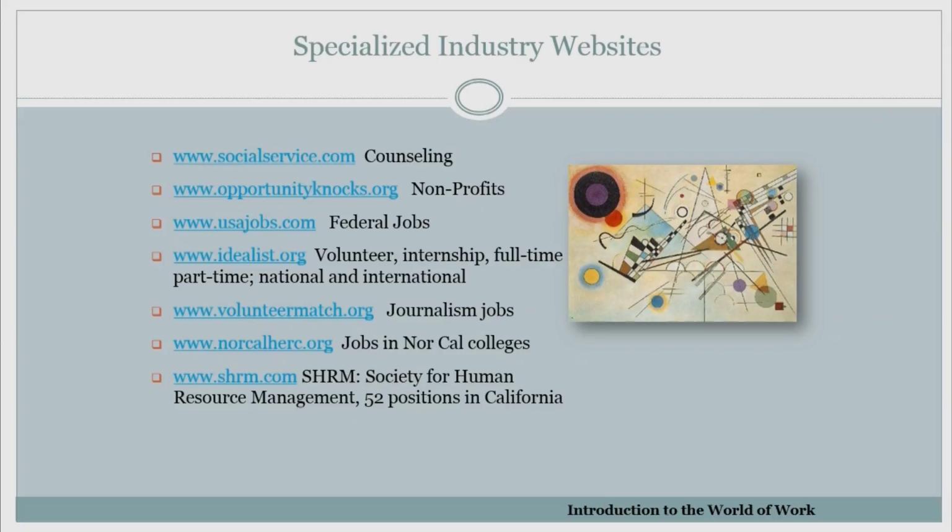In addition, in the world of work, there are many specialized industry websites that provide students a list of occupations and industry information that are unique to that industry. And so these are just a few you can see, ranging from counseling related to working in nonprofits, to journalism jobs, to jobs in Northern California colleges, etc. But there are many of these specialized industry websites that either list occupations, job openings, or industry information.